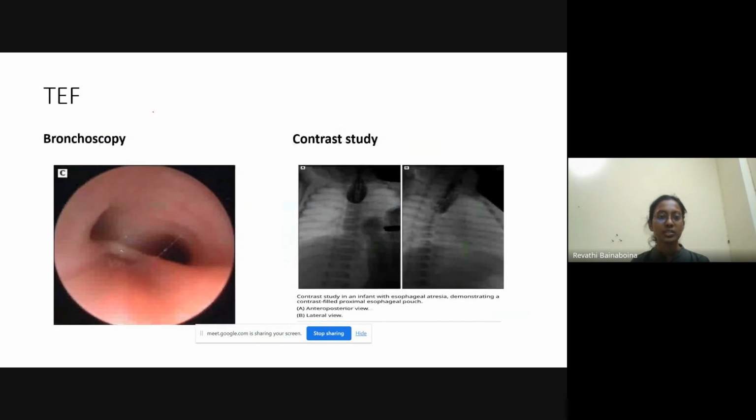Ideally, bronchoscopy is not indicated. This is a bronchoscopy in a TEF patient showing there is a fistula just above the carina. This is a contrast study where the contrast-filled proximal esophageal pouch is observed.